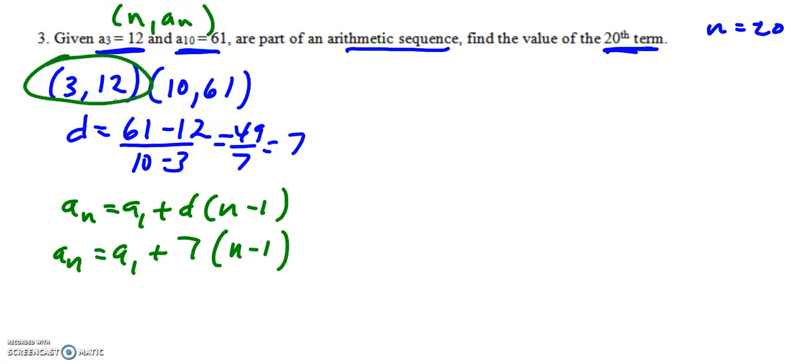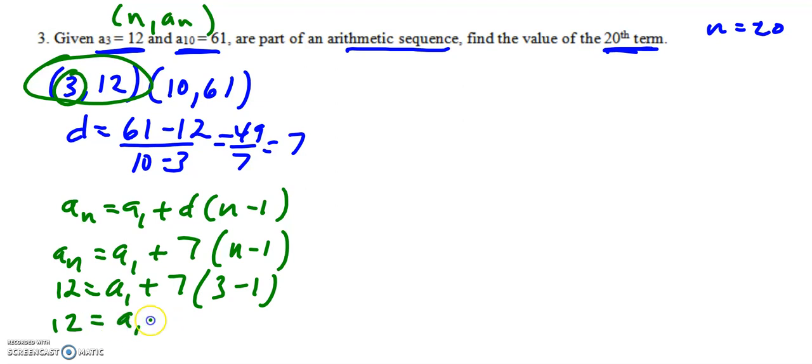If we pick this point, the output value is 12. So the 12 would go here. We don't know what the first term is, but we do know that the term number we're on is 3. And so let's solve backwards. 12 equals a sub 1 plus 7 times 2. 12 equals a sub 1 plus 14. A sub 1 is going to equal -2.